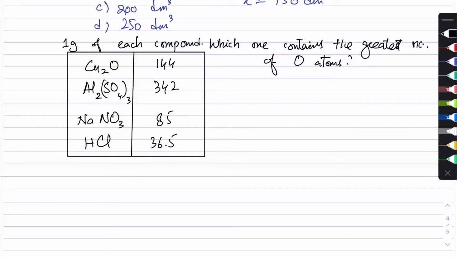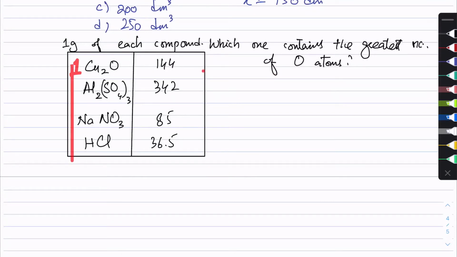Now this is an MCQ, which means we don't have too much time to solve this. So the way to do it is, because they're asking about the number of oxygen atoms, just find out how many oxygen atoms you have. This one has 1, this has 12, this has 3, and this one has 0. Get it?